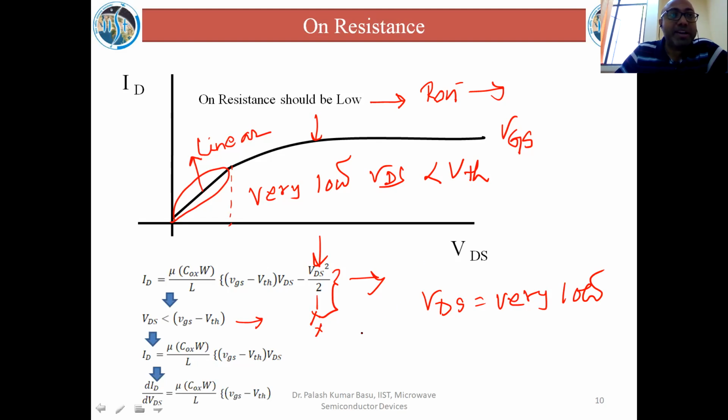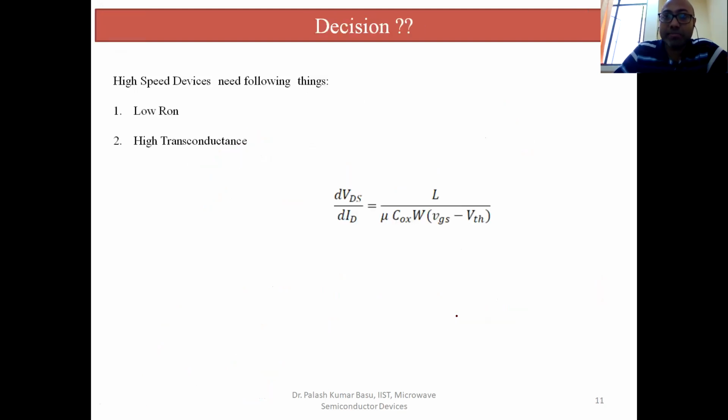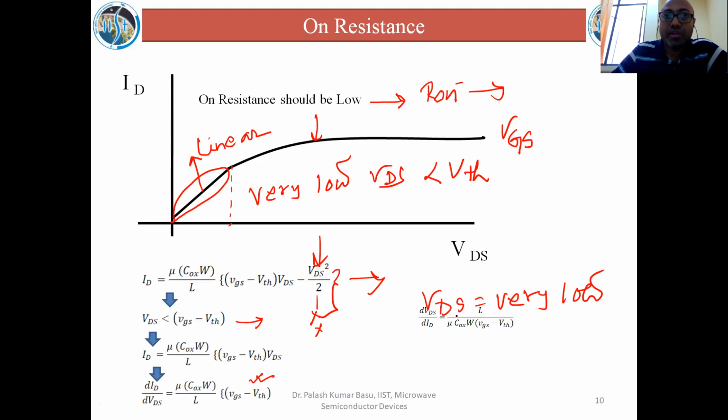Now del ID by del VDS, what is that? So we get this value, mu Cox W by L, Vgs minus V threshold. So del ID by del VDS. So what is my resistance? So del VDS by del ID. So my resistance is, so this is my resistance, correct?